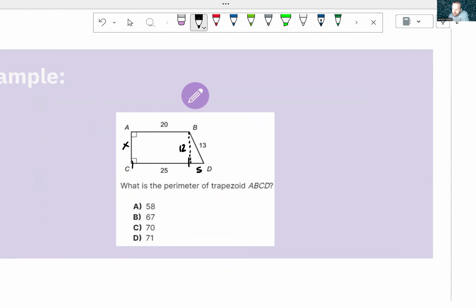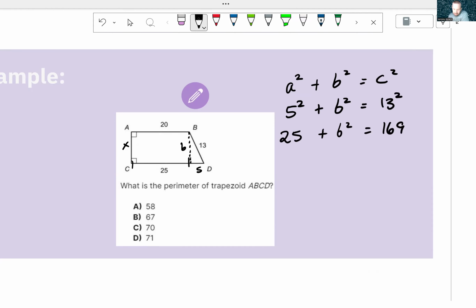Now we could also figure that out with the Pythagorean theorem. We could call this B. The Pythagorean theorem is A squared plus B squared equals C squared. So 5 squared plus B squared equals 13 squared. 25 plus B squared equals 169. Then subtract 25, so B squared equals 144. Do the square root of both sides, and B equals 12. That's just going to take you more time if you don't know the Pythagorean triples.